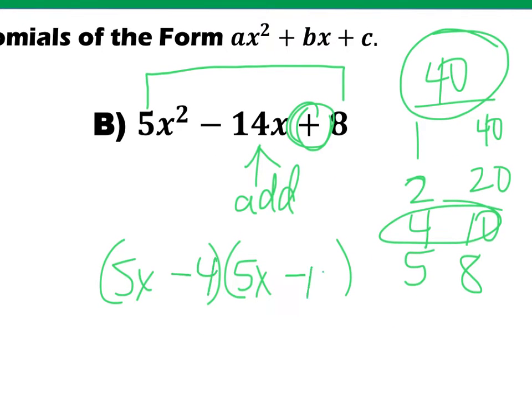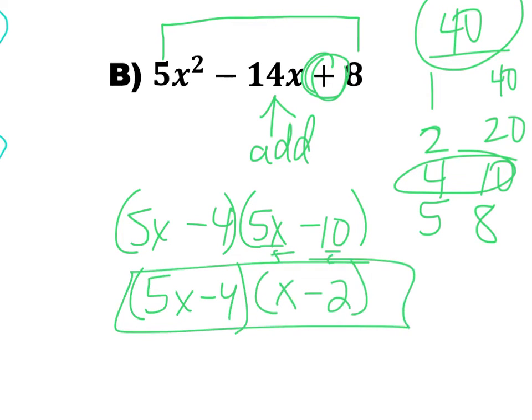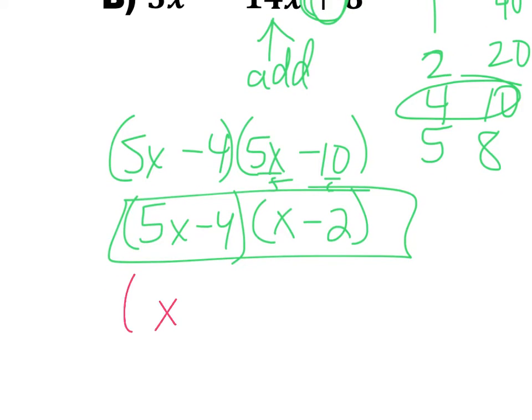So 4 and 10. Can I factor anything out of 5x minus 4? Nope. Can I factor anything out of 5 and 10? Yeah, if I divide both by 5, I get what? X minus 2. You could also write it like this. Just the x in the front, minus 4 and x minus 10.